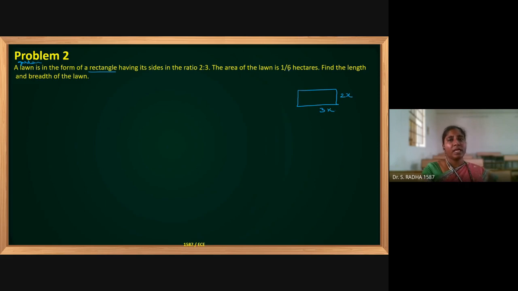The area of the lawn is 1/6 hectares. Area means this full garden. How do we find the area of a rectangle? Length into breadth. If you take this as length, this will be breadth. This is 3x, this is 2x, and it is given as 1/6 hectares. Now this is 6x square equals 1/6. x square is 1/36. x value is 1/6.